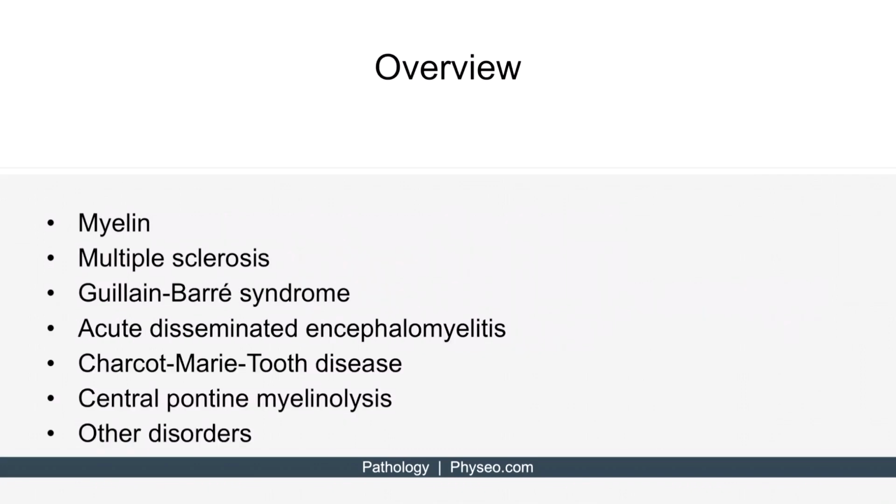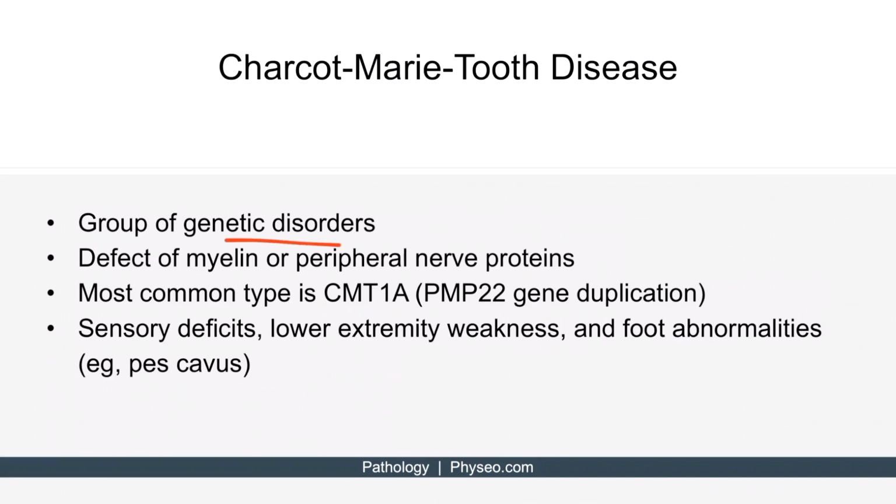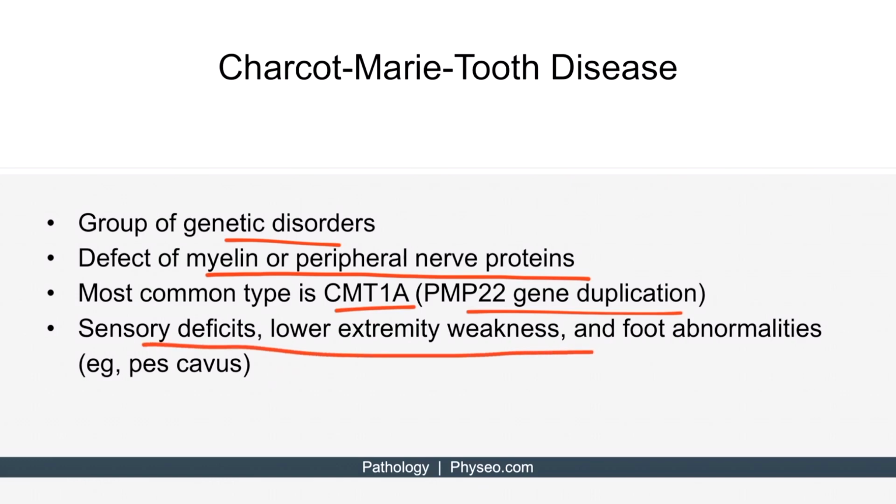All right, now let's discuss Charcot-Marie-Tooth disease. This is a group of genetic disorders resulting in a defect of myelin or peripheral nerve proteins. The most common type is Charcot-Marie-Tooth disease type 1A, or CMT1A, which is caused by a PMP22 gene duplication. It presents with sensory deficits, lower extremity weakness, and foot abnormalities such as pes cavus.